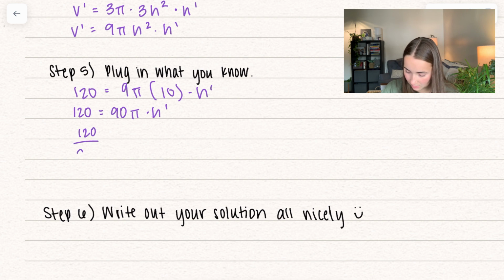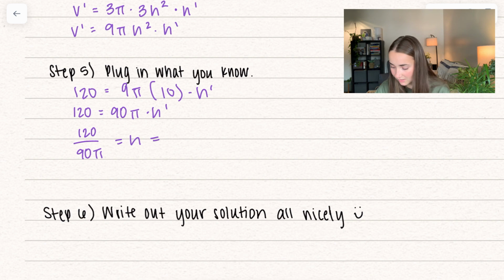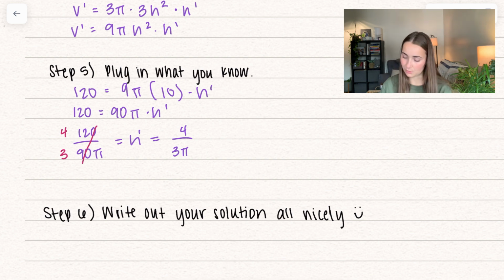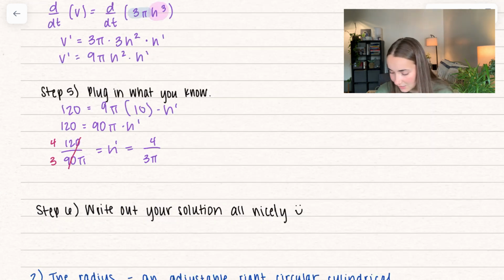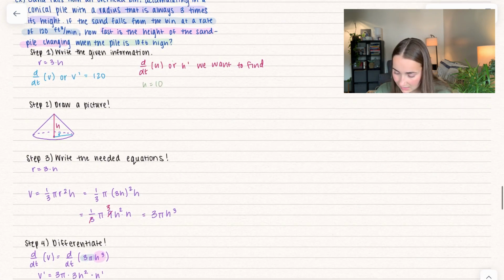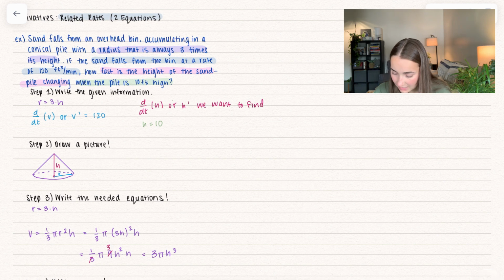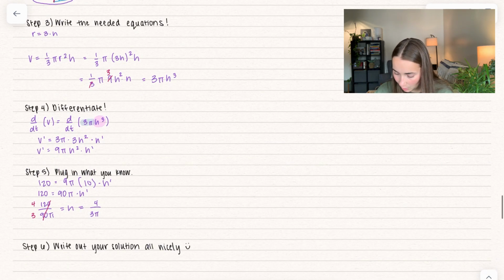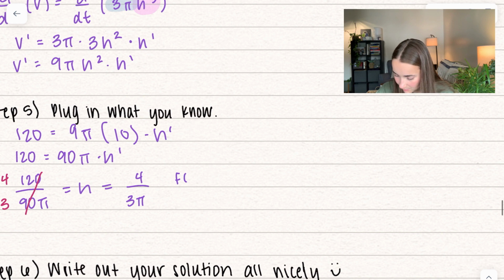So I get 120 divided by 90 pi is equal to h prime. And if we wanted, we could simplify this a little bit. So if I take 30 out of both the numerator and the denominator, I'm left with a 4 and a 3. So here I get 4 over 3 pi equals h prime. And this, in terms of our measurements, we can go back to the original question to find that. So here we're working with feet and we're working with minutes. So this is going to be feet per minute.